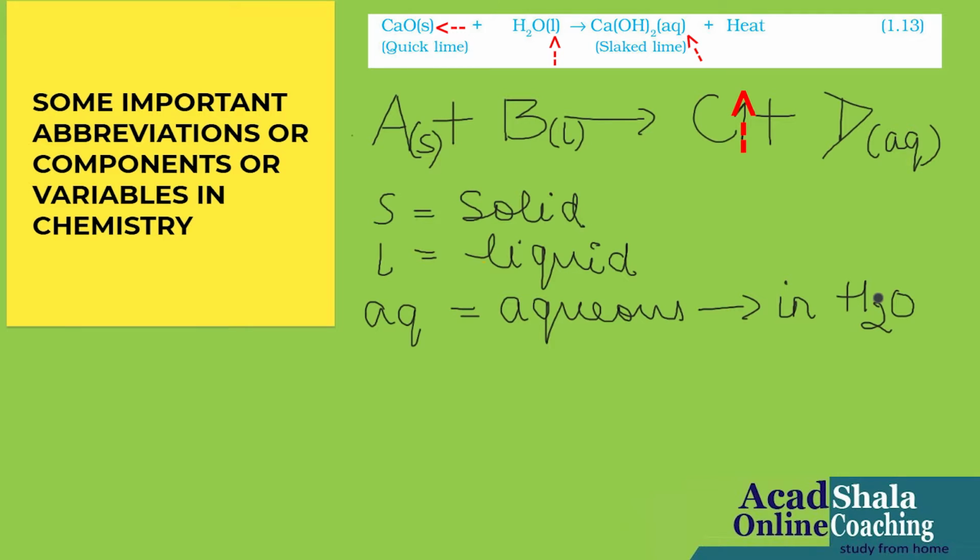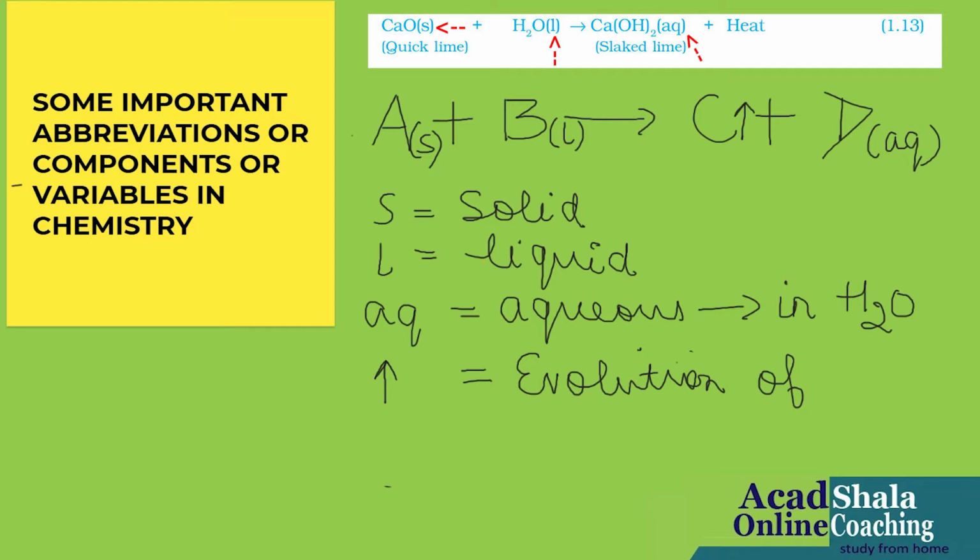And this arrow facing upwards means what? This arrow facing upwards means evolution of gas. It means evolution of gas. That means formation of gas.